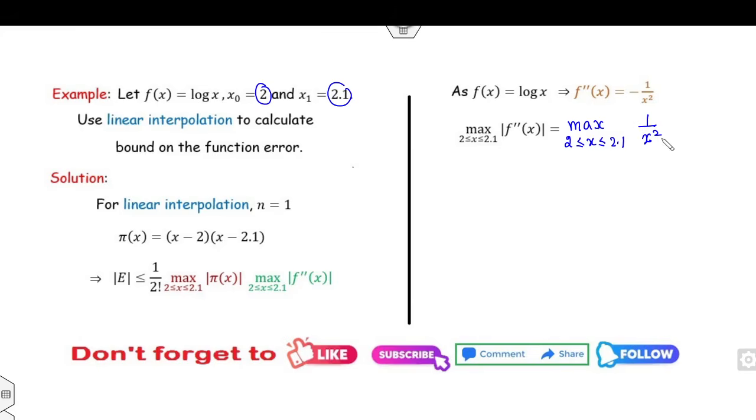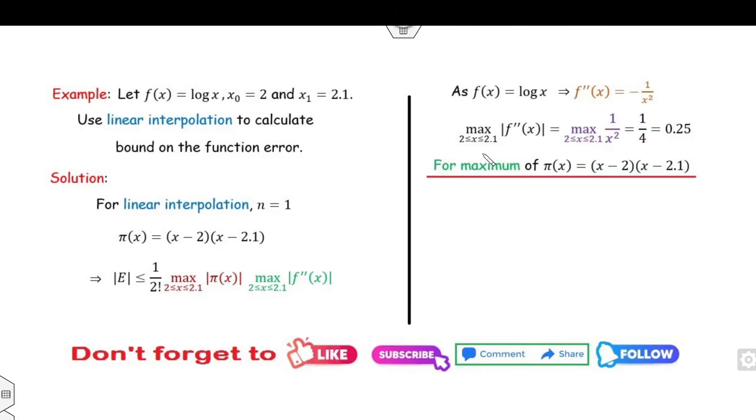Since we need the absolute value, it is 1 over x square. Can you find the maximum value of this? The maximum value occurs when x is minimum, and x minimum is given as 2. So this number is 1 over 4. Now, how can you find the pi of x? Pi is given to be this. Since the point is not given, I can start with the first derivative set to 0.